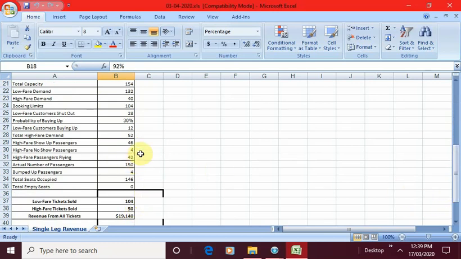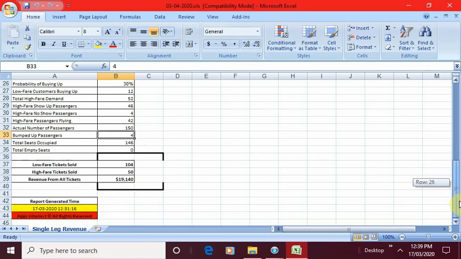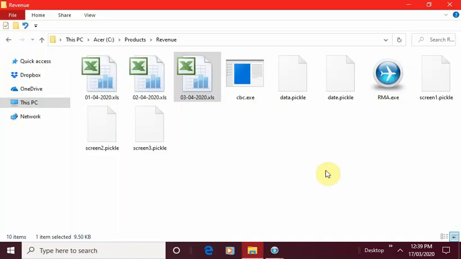The number of passengers who could not be accommodated on this flight would be accommodated on some other flight, so that is also calculated. So this is the single leg revenue management application.